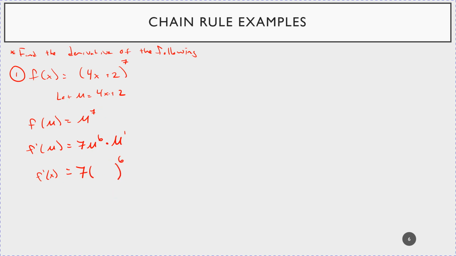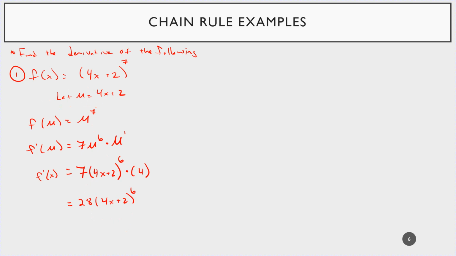But what is u? u is 4x plus 2, times u prime. Well, what is the derivative of 4x plus 2? It's just 4. So this ends up being 7 times 4, which gets me 28 times (4x plus 2) to the 6th power.